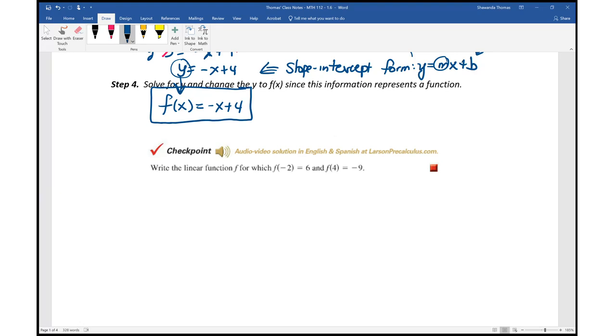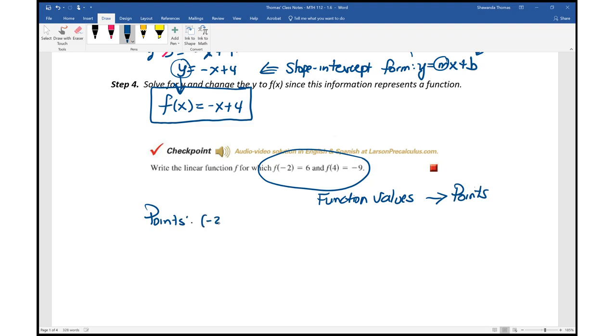All right, so we have write the linear function f again, for which f of -2 equals 6 and f of 4 equals -9. Again, we have these function values that we can convert to points. And what are the points? The points are -2, 6, and 4, -9. What are we going to do with these points? We are going to find the slope given 2 points.